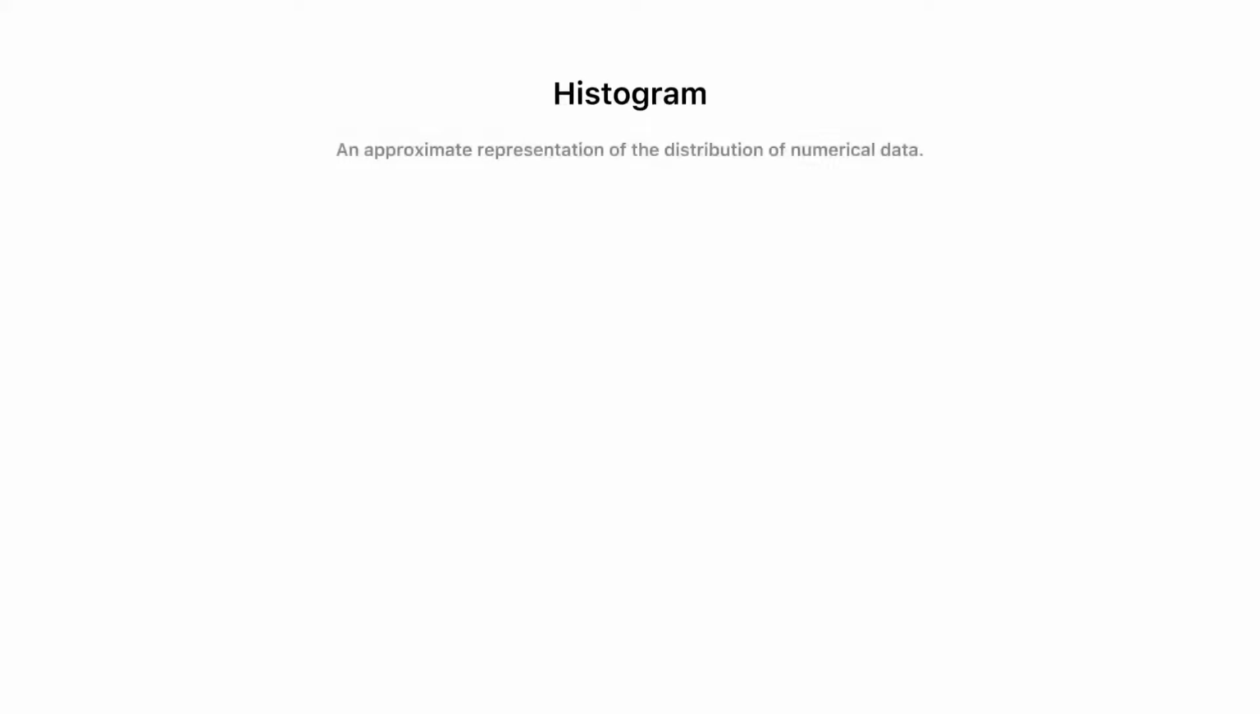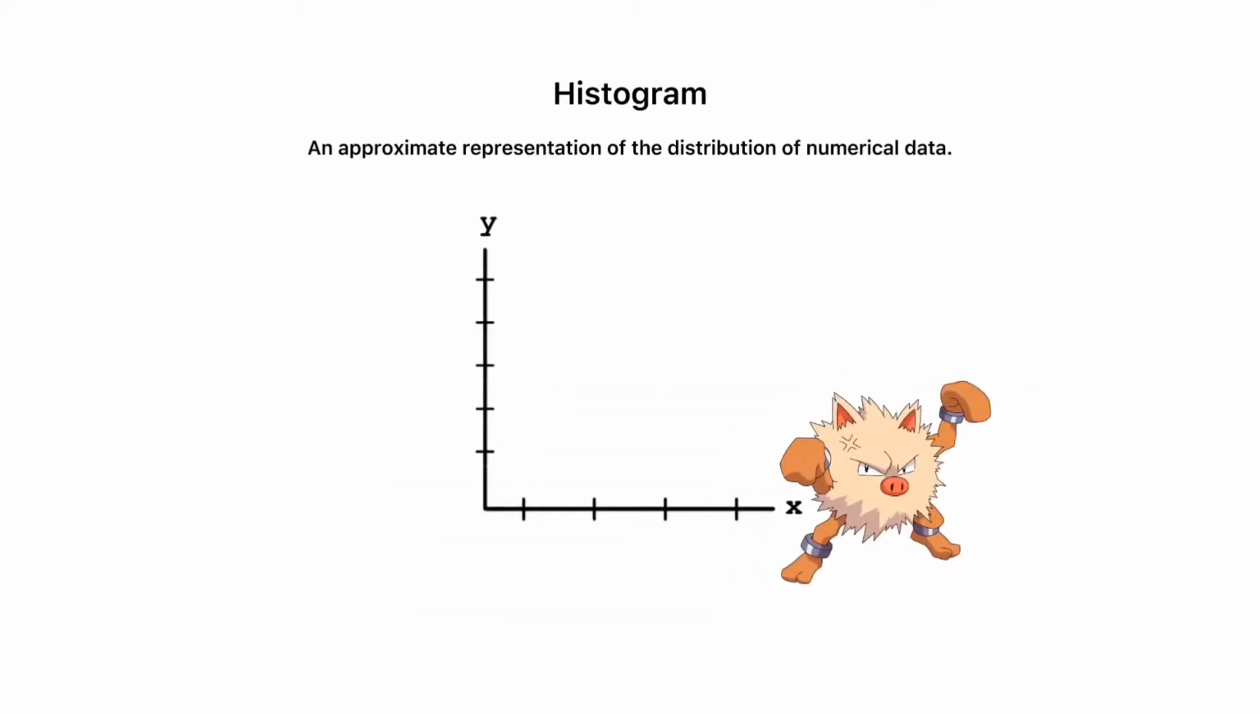Fourth, histogram. A histogram is an appropriate representation of the distribution of numerical data. It works on the same principle on which a check sheet works. The additional feature offered by the histogram is the graphical representation of the data. For example, the data collected in our check sheet can be represented by this histogram.